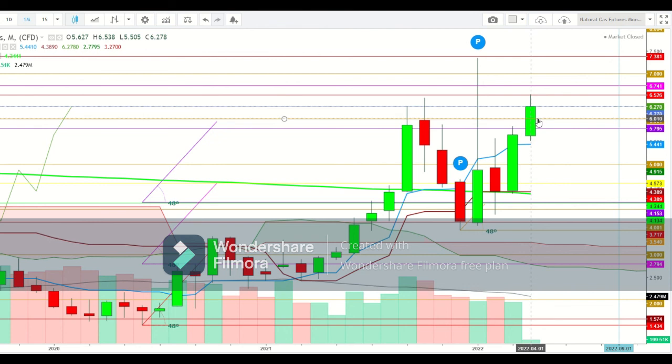The level of 6 has now turned into a psychological support, as the natural gas futures have been sustaining well above this psychological resistance. So friends, here I find that this uptrend may continue, because here you can see the formation of this super bullish crossover in the monthly time frame, as the 9 days moving average and the 26 days moving average closed above the 200 days moving average, and the natural gas futures have been sustaining well above the 9 days moving average in the monthly time frame.